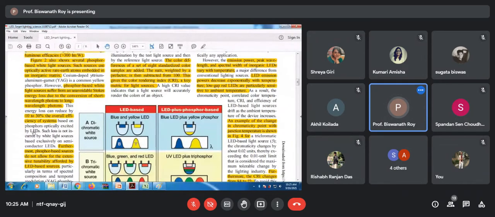So phosphors are optically excited by LED. This is actually photoluminescence.